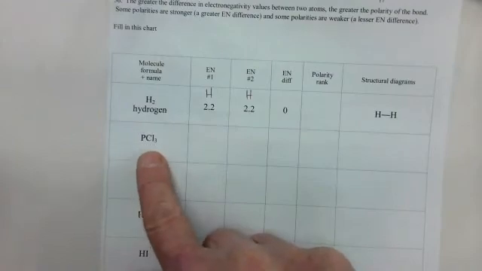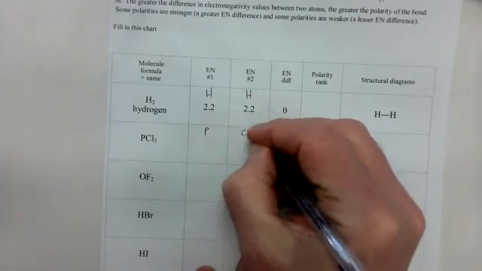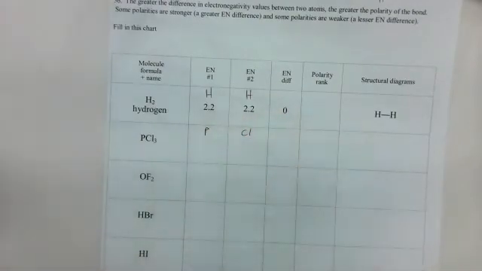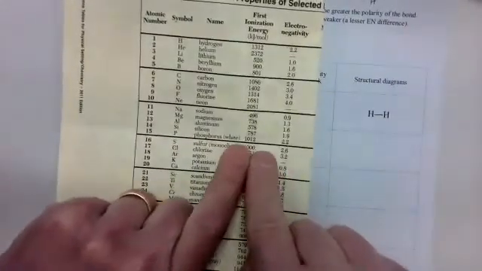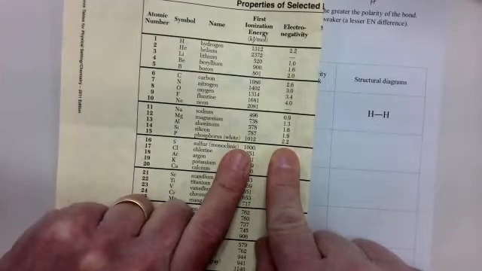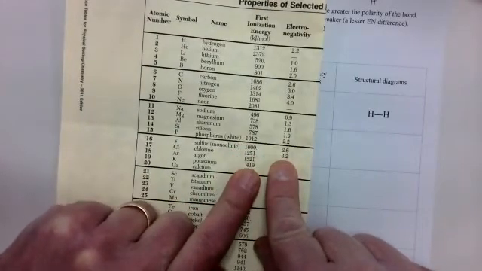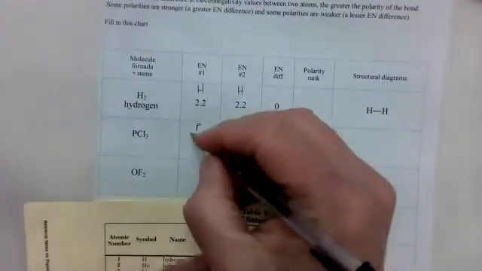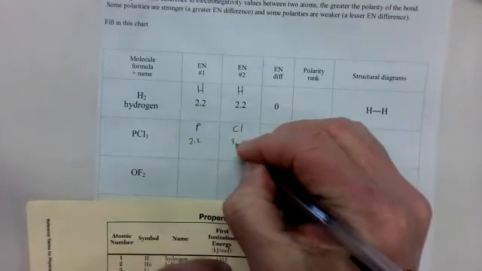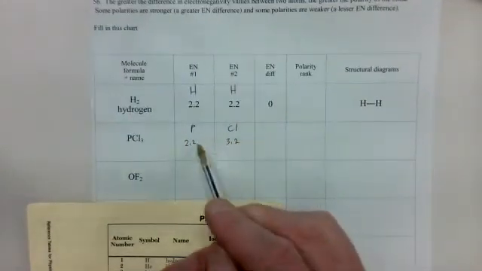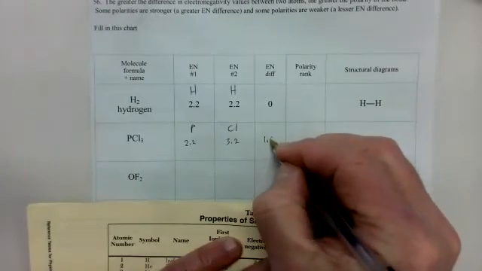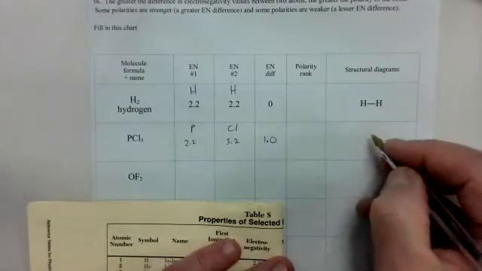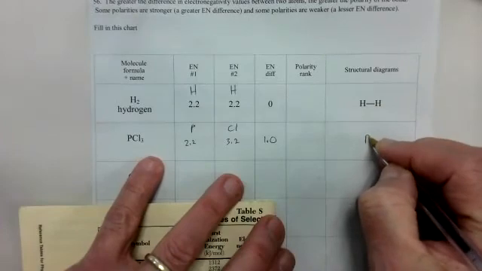PCl3, there's phosphorus and there's chlorine. I need the electronegativity value, so I'm going to open up the table and look here. Phosphorus has a 2.2, and chlorine has a 3.2. So we have 2.2 and 3.2. What's the difference between these two numbers? 1.0. Now, what is the structural diagram for PCl3?